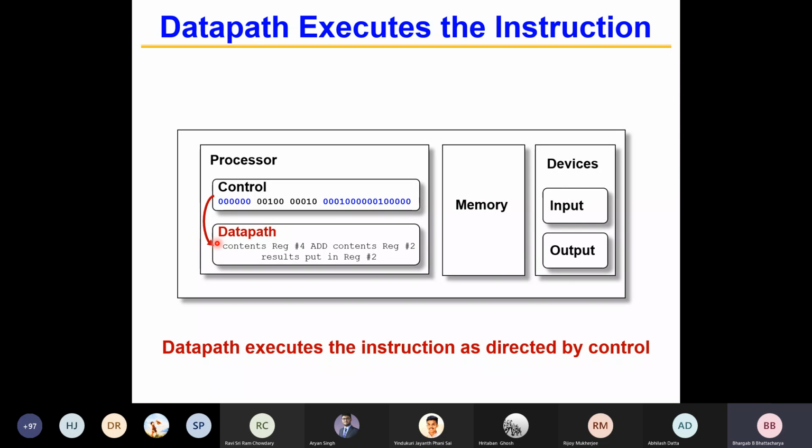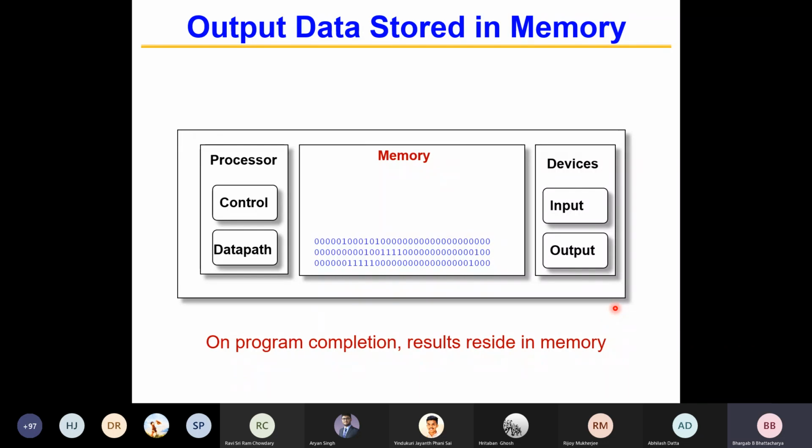So the corresponding data path is enabled. This arithmetic logic unit is activated. Proper actions are to be taken, and the result is saved in the register. So everything is being executed following that execution cycle. All right, and then the next instruction is to be fetched and so on. And this continues. On program completion, the result is stored in memory, and it is delivered to the output.